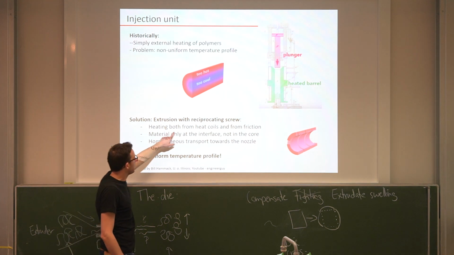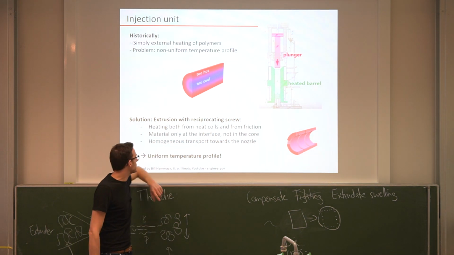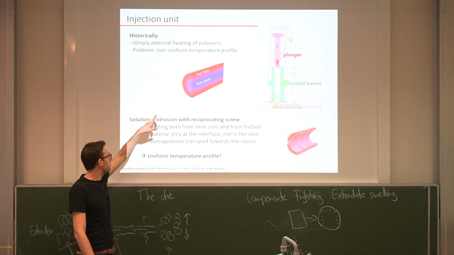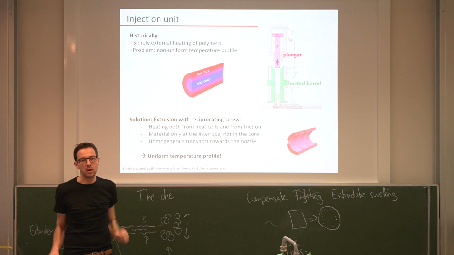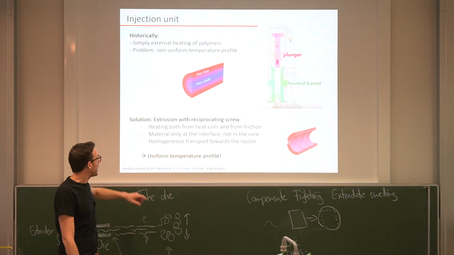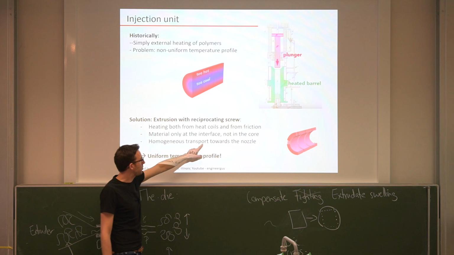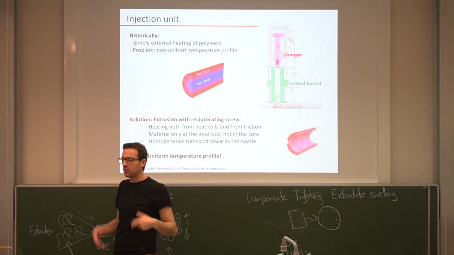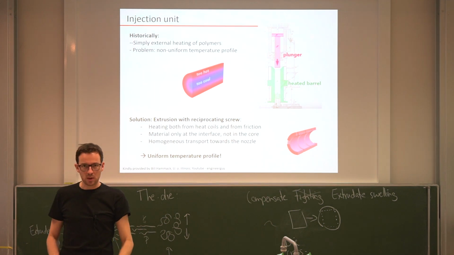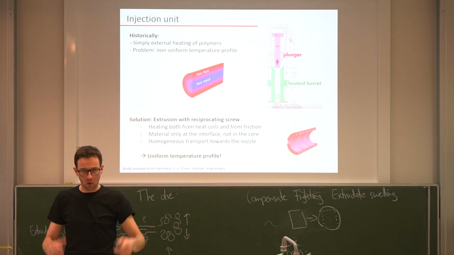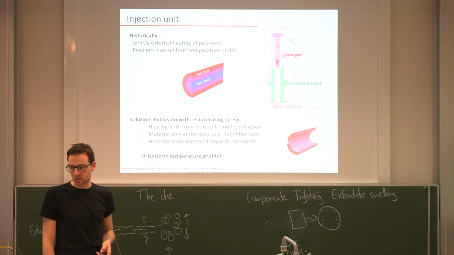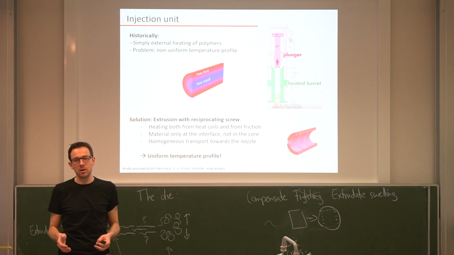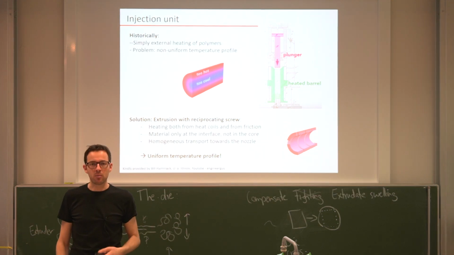Now you have this reciprocating screw in the extruder that, as we discussed, heats from the inside by creating friction and from the outside by supplying external heat. And that means that we have a homogeneous transport towards the nozzle because we have a homogeneous temperature profile. And this then allowed very precise engineering and forming of polymers. So this screw here, which sounds so simple and almost negligible, is at the core of reliable polymer processing.